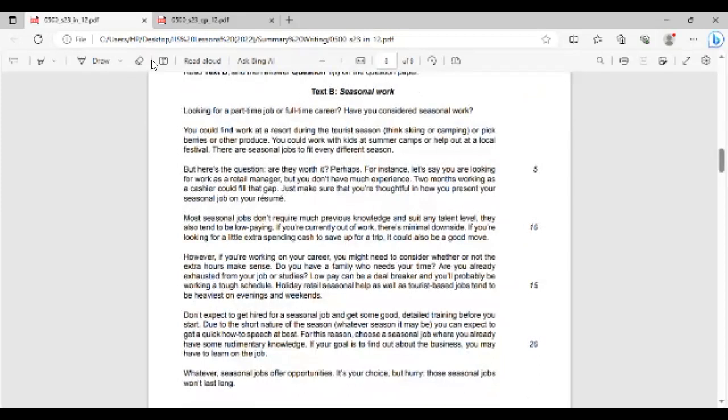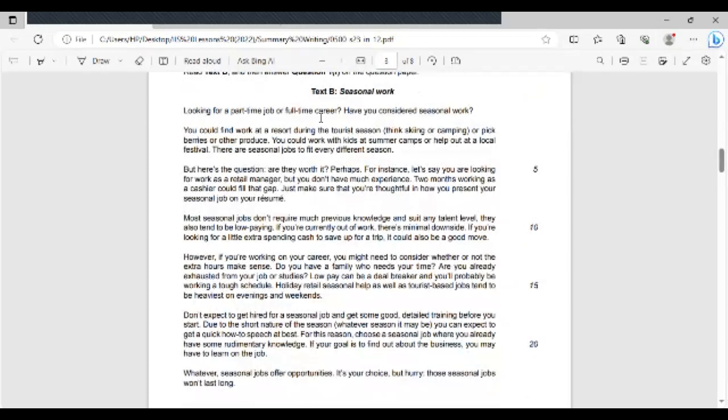Looking for a part-time job or full-time career? Have you considered seasonal work? You could find work at a resort during the tourist season, think skiing or camping, or pick berries or other produce. You could work with kids at summer camps or help out at a local festival. There are seasonal jobs to fit every different season.